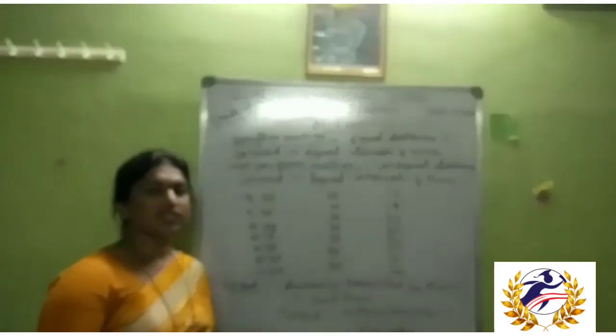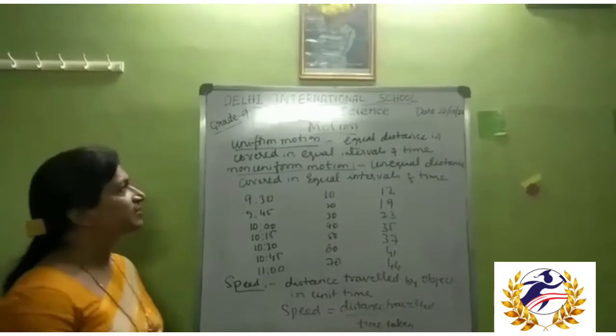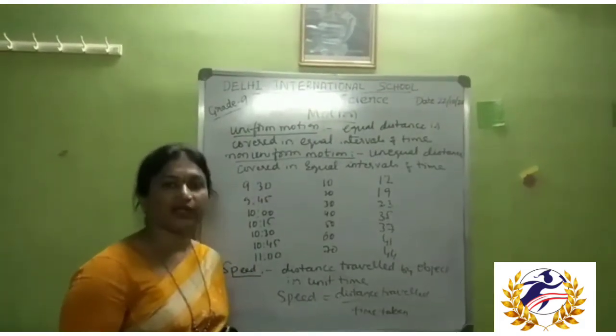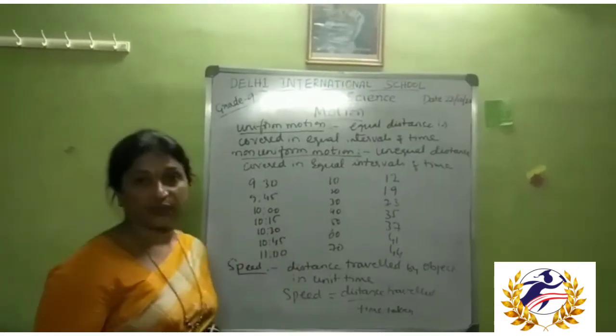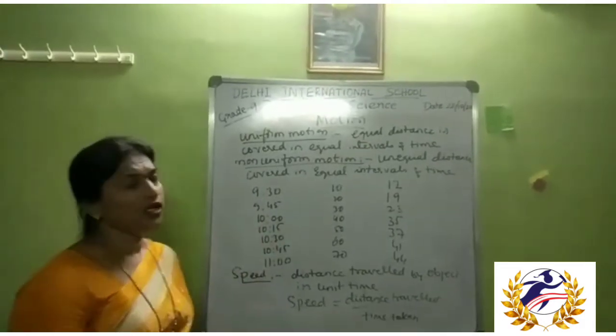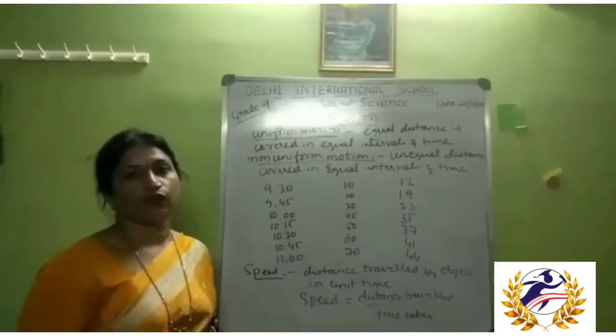Good morning, dear students. So today we will continue the chapter motion. In the last class we have discussed what is rest, what is motion, what is scalar quantity, what is vector quantity. Those basic things, what is reference point, that is origin and all. Today we will study about uniform motion and non-uniform motion.